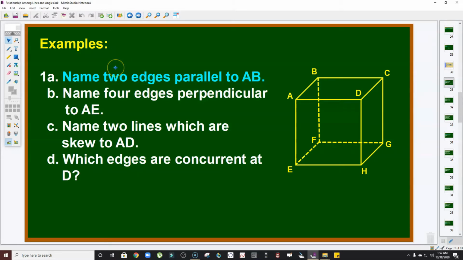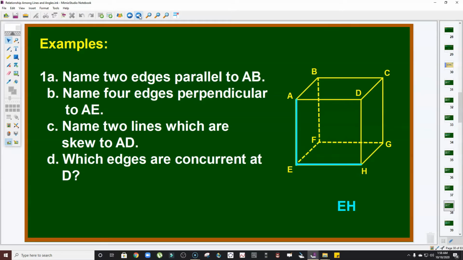Okay, so example number 1, name two edges parallel to AB. The edges parallel to AB are CD and EF. Letter B, name 4 edges perpendicular to AE. So this is AE. The edges perpendicular to AE are AB, AD, EF, and EH.